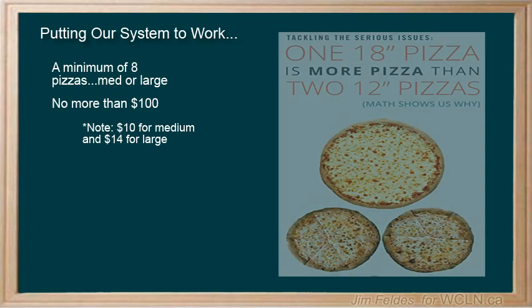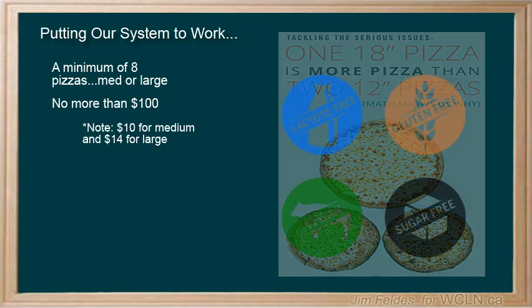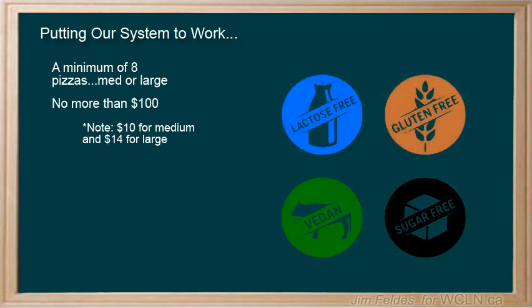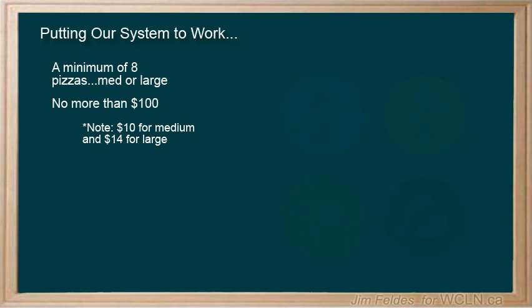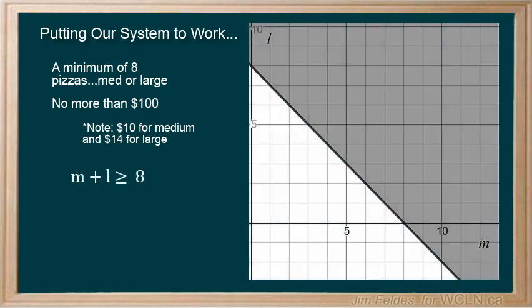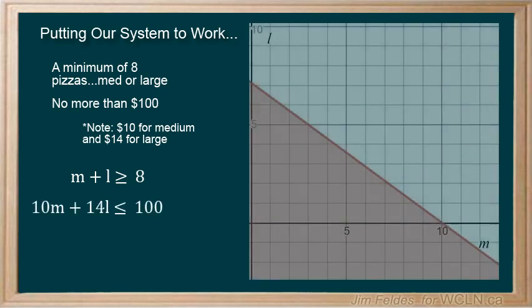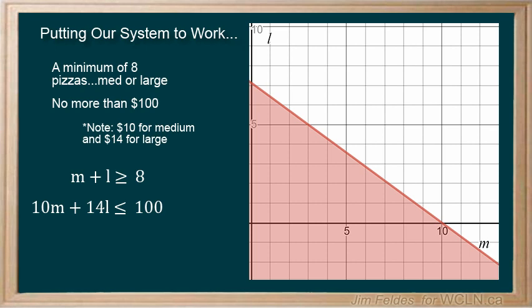You've done the math and you know you get more pizza with a large, but you also have many dietary interests and needs, so you must decide how many of each to maximize value and variety. We can set our conditions as follows. m plus l is greater than or equal to 8, which forms this inequality graph. And 10m plus 14l is less than or equal to 100, showing the restriction on spending.